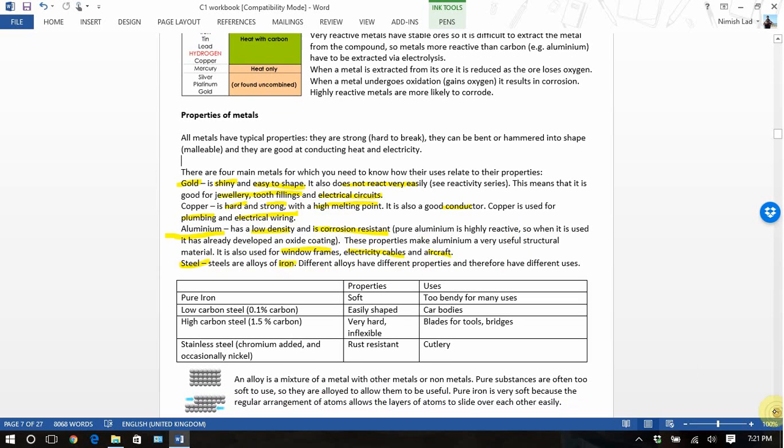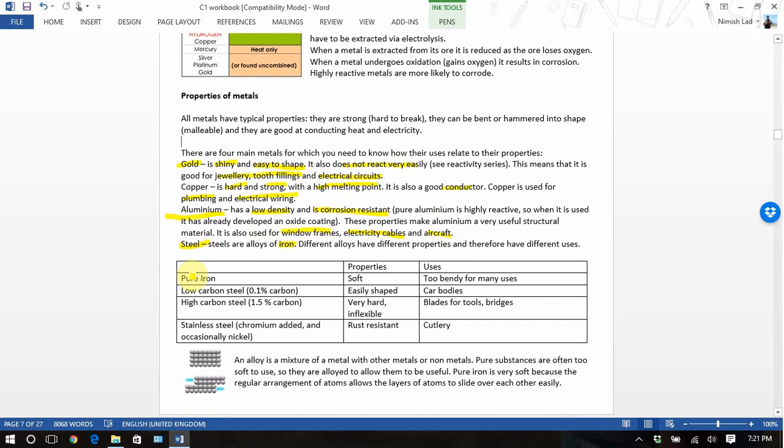So if it's very pure, it's pure iron, it's really soft, so it's too bendy. Can't really have many uses for it. Low carbon steel, so a little bit of carbon in it. You can shape it easily, so it's good for car bodies. High carbon steel, so there's lots of carbon in it. It's going to be very hard now. It's going to be inflexible. So that's blades for tools and bridges.